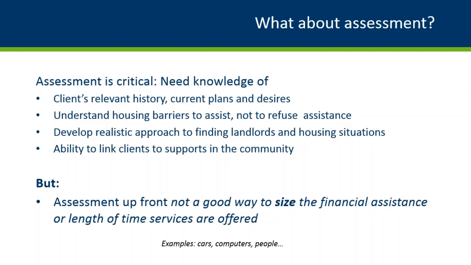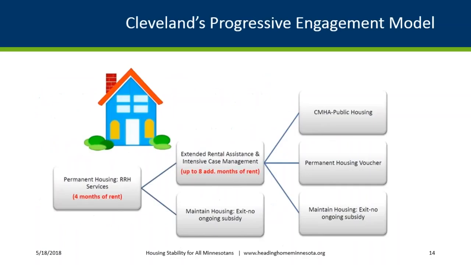So the way in which we're using our assessment information is to inform how we engage, but not to set a predetermined end. Maybe it will help to look at what that can look like. This is an example from Cleveland. They use a progressive engagement model with their rapid rehousing for all families.